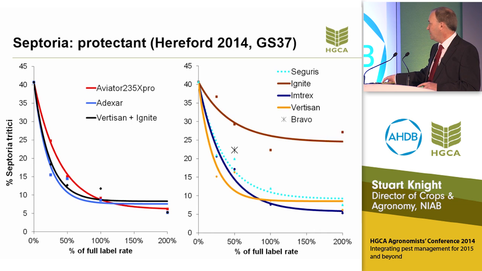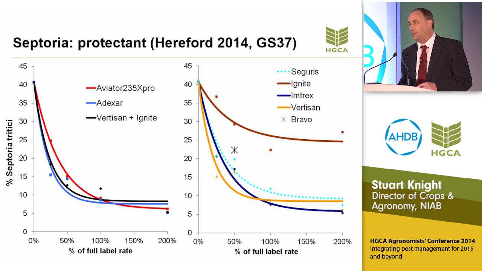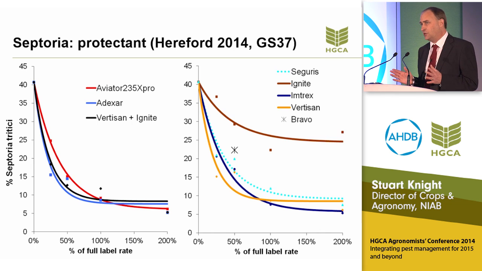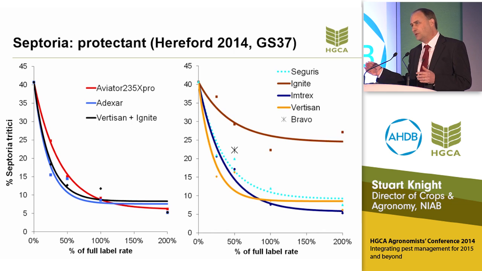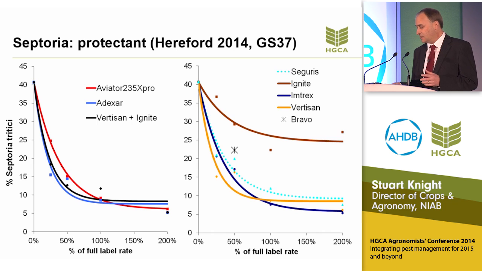At the bottom here, you've got the dose as a percentage of the full label rate. So that goes up from 0 to 200%. So in other words, 0 up to double dose. And as you know, we generate data from a number of points on that dose range. So a 25% dose, a 50% dose, 100% dose, and 200% of the full label rate.